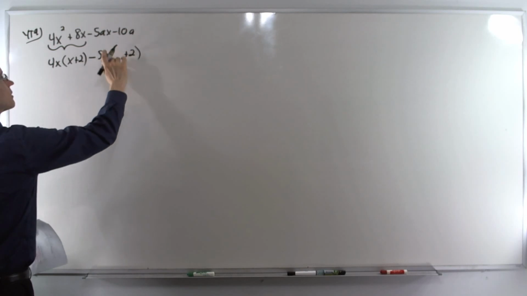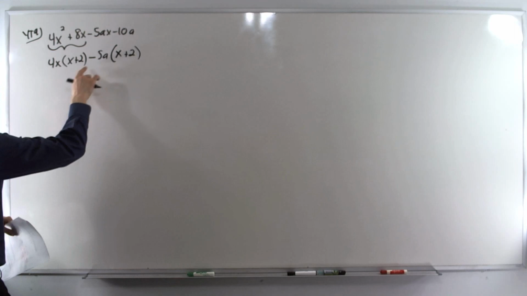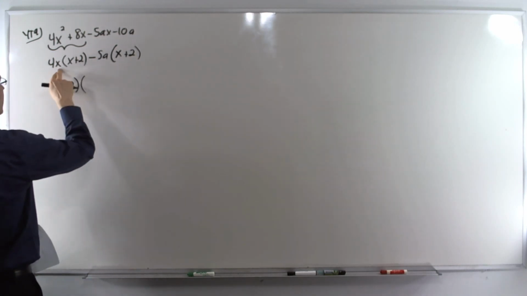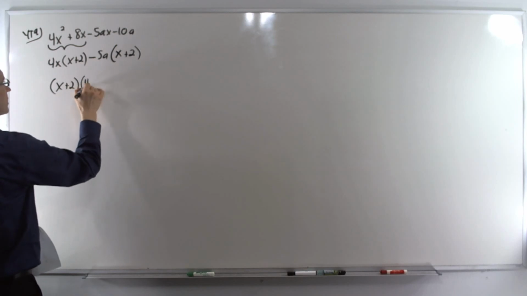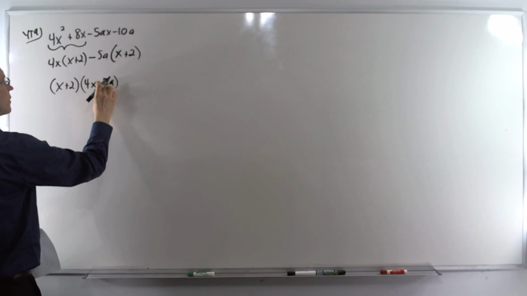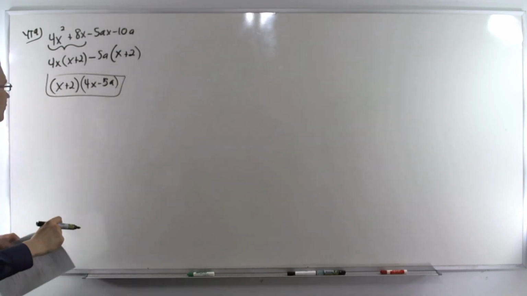Oops. I have to write an x there. Okay, so now we've got matching binomials. So now we're going to factor out the x plus 2. And what leaves behind is 4x minus 5a. X plus 2 times 4x minus 5a.